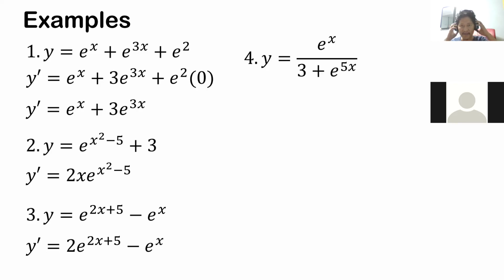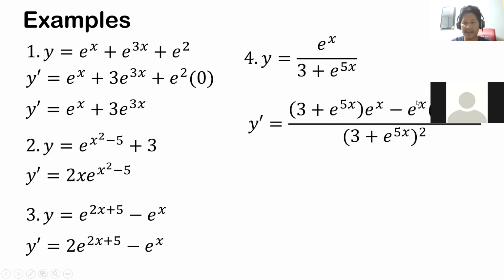How about this? So medyo gawin natin ng konting twist. So notice this one is a division. So we will basically use the division rule here, or the quotient rule, to get the derivative of this. So recall natin yung quotient rule. We copy the denominator, derivative of the numerator, minus copy the numerator, derivative of the denominator, all over the square of the denominator. So that's why we have this. Okay? Malinaw?